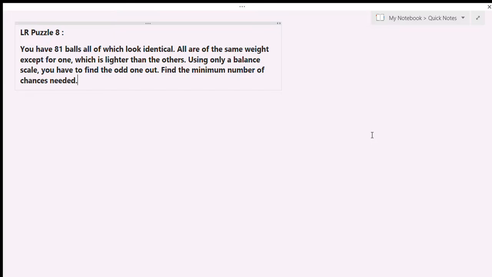In today's session, we'll be discussing the 8th puzzle in this series. You have 81 balls, all of which look identical. All are of the same weight except for one, which is lighter than the others. Using only a balance scale, you have to find the odd one out. Find the minimum number of chances needed.